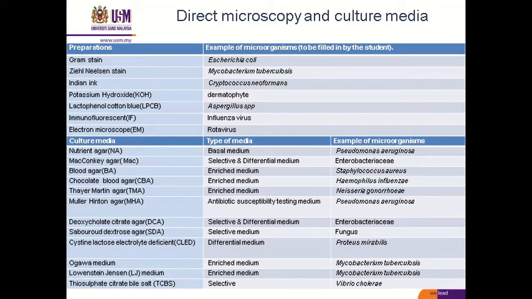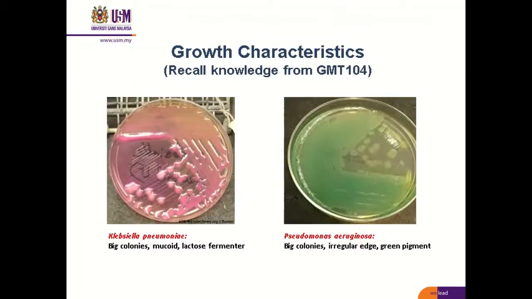And then for Mycobacterium tuberculosis, we can use Ogawa medium or Lowenstein-Jensen medium. And for Vibrio cholerae, we can use thiosulfate citrate bile salts sucrose agar, TCBS, which is a selective medium for Vibrio cholerae. So this is an example of the bacterial culture.